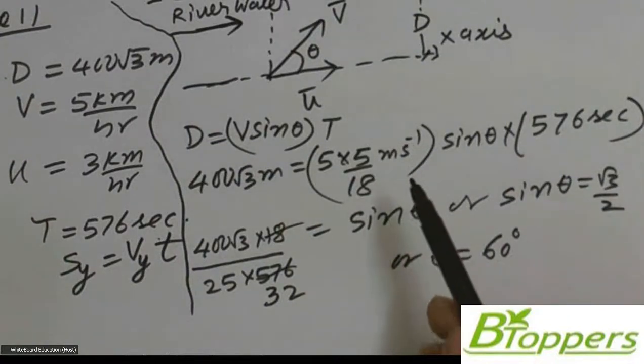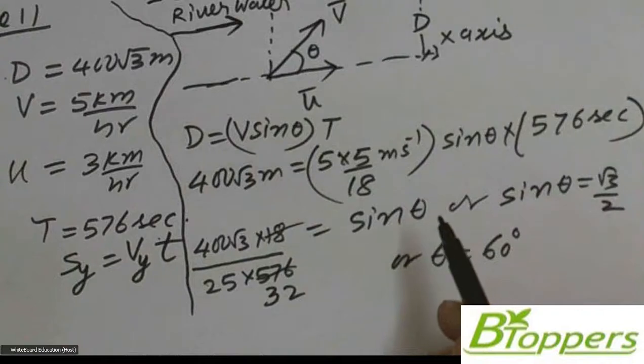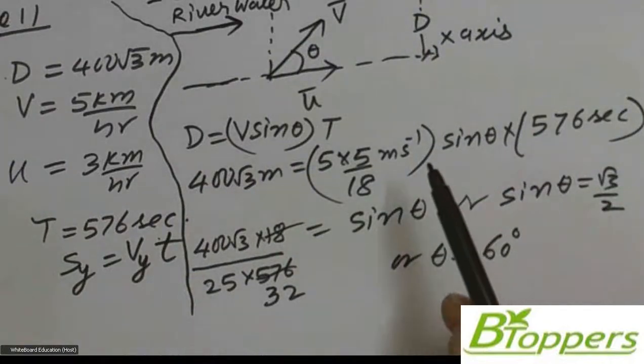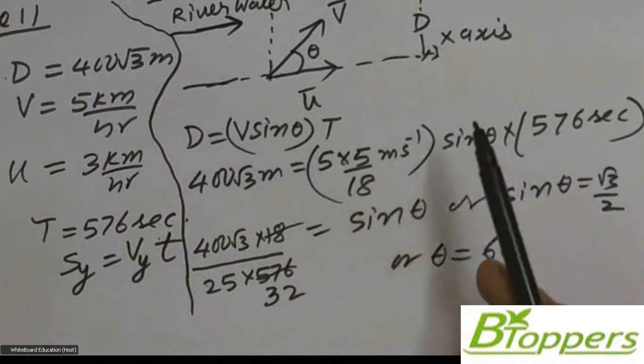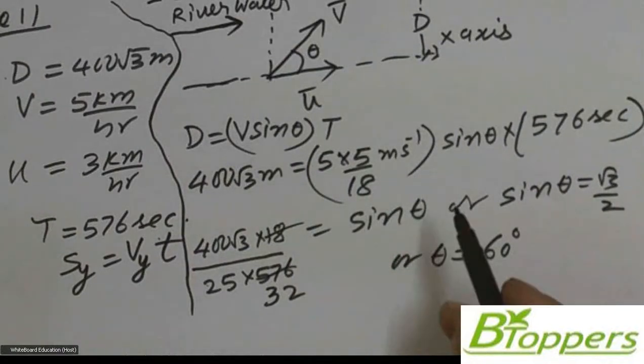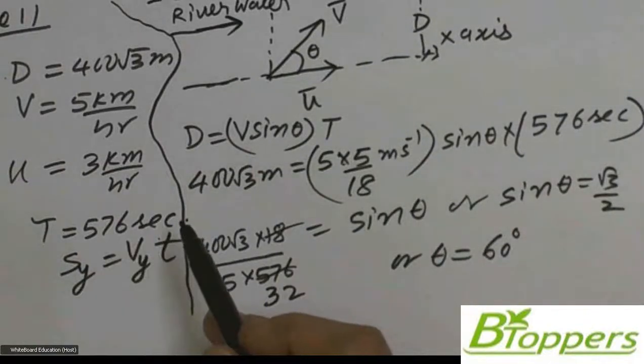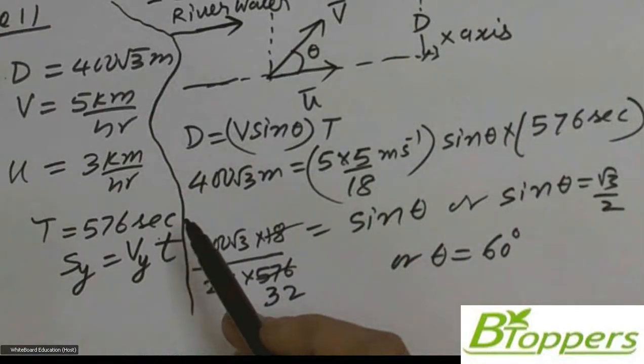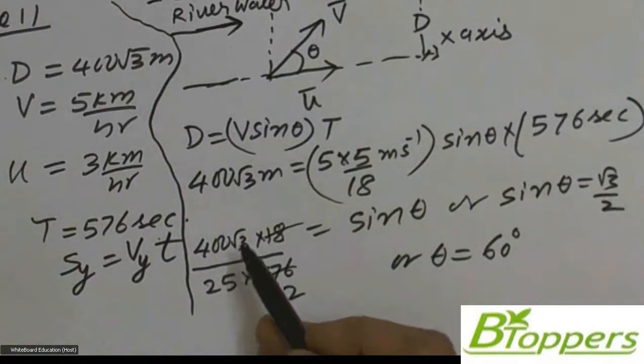As you know that magnitude of the resultant of two vectors P bar and Q bar is given by root of P square plus Q square plus 2PQ cos theta. So here in place of P you have U, in place of Q you have V. So we can find the magnitude of the resultant velocity. Time taken to cross the river is given, 576 seconds. So actual distance covered is equal to magnitude of the resultant velocity times time taken.